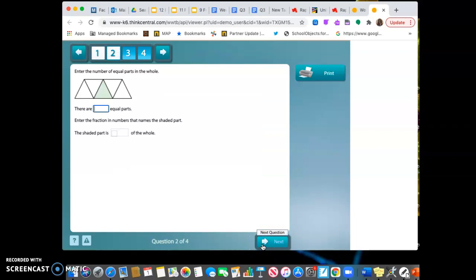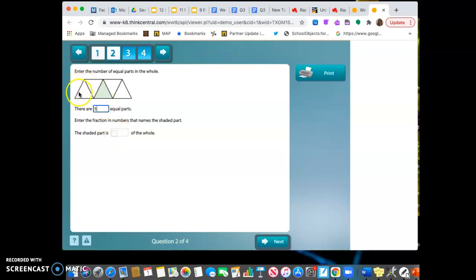All right, let's look at this next shape, whatever you want to call it. It's one whole. Okay, this whole shape is one whole. So let's count the parts again. If you were writing this down, I would want you to label them with your pencil. So 1, 2, 3, 4, 5. So how many equal parts are there? There are 5. Enter the fraction in numbers that names the shaded part.